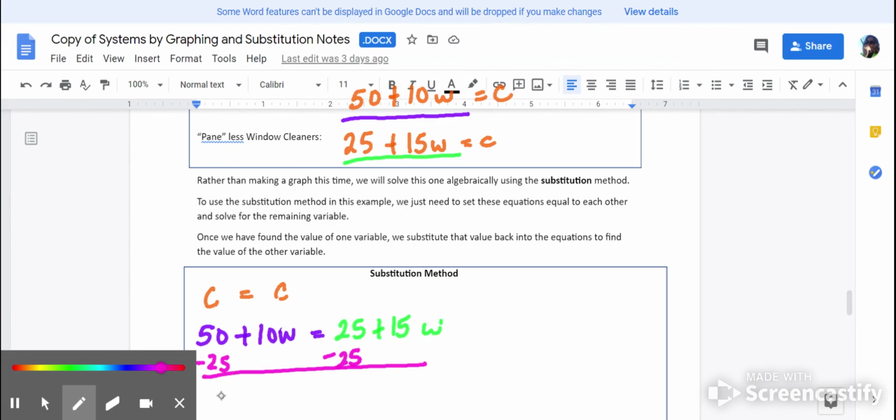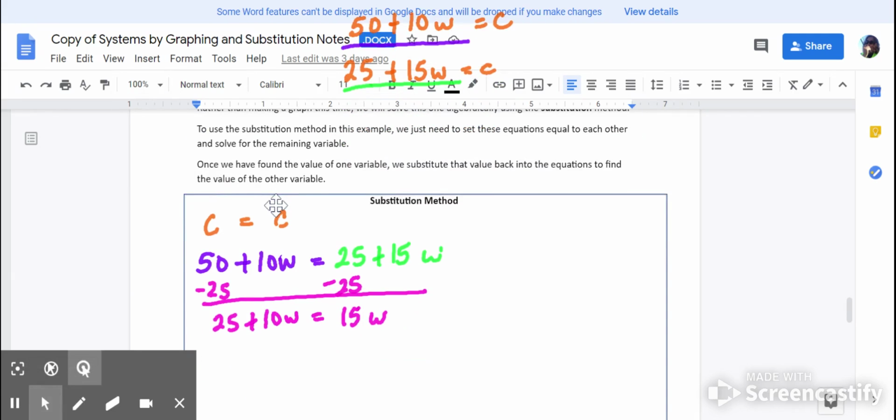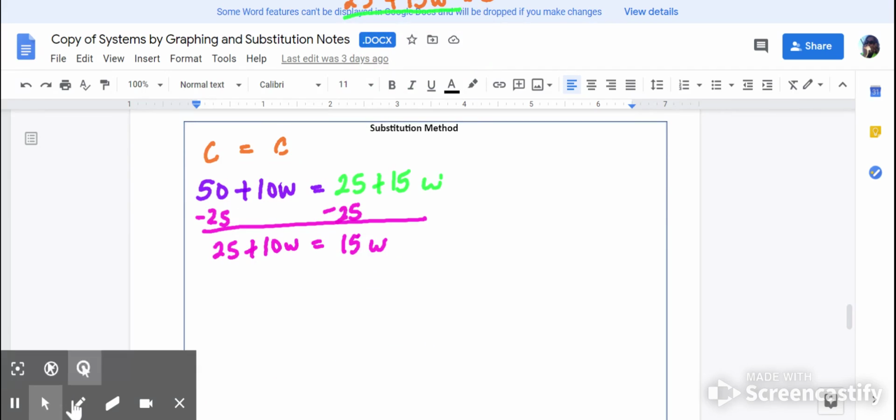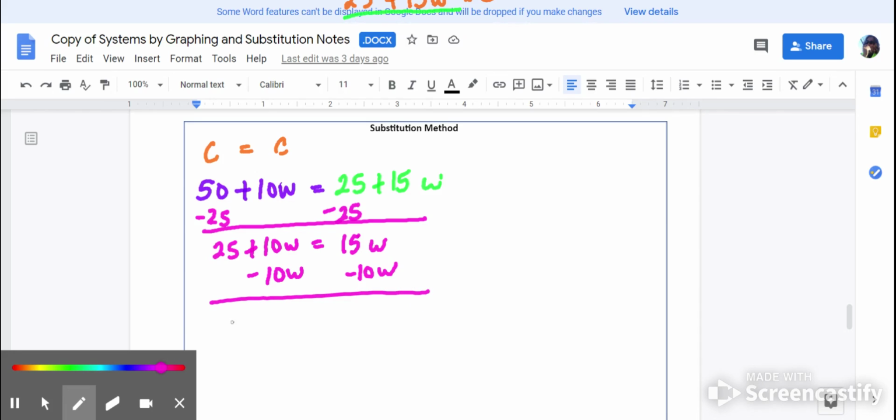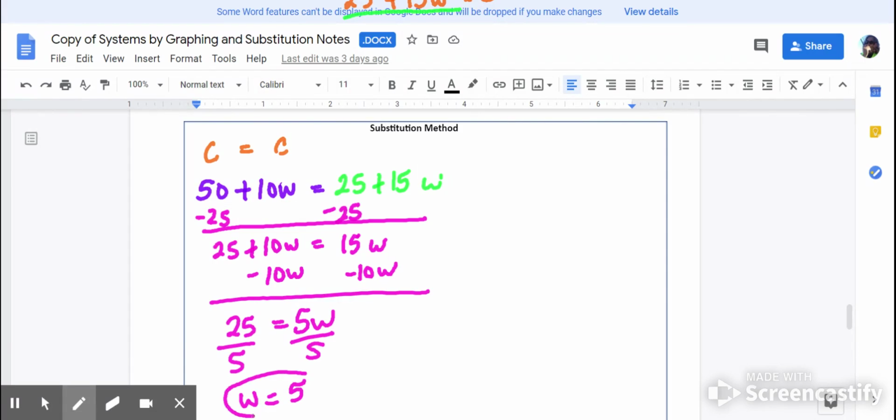I'm going to start with subtracting 25 from each side. So 25 plus 10W will equal 15W. Then we want to get the W's on the same side, so I'm going to subtract 10W, where I'm left with 25 equals 5W. At this point, it becomes very simple to see how many windows it will take to clean for the price to be the same. That is 5 windows.